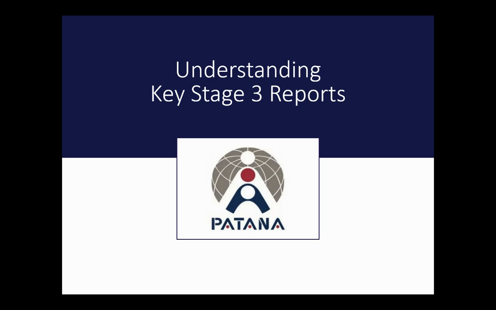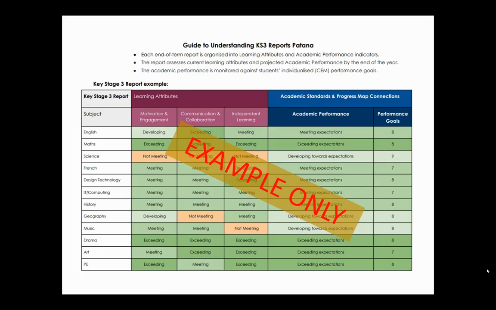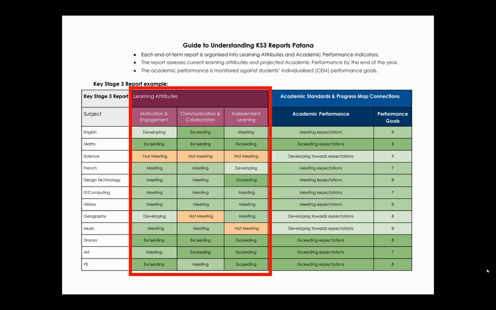This video is intended to help you understand the end-of-term report for students in Year 7, Year 8 and Year 9. The report is designed to offer a snapshot of student performance by presenting the headline information on a single page in a clear, easy-to-understand format. There are two parts to the report.